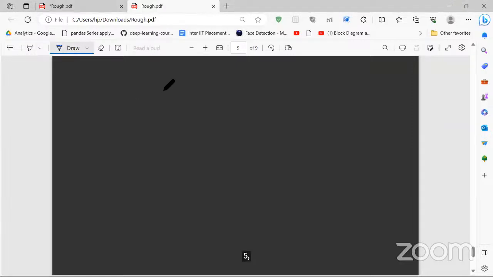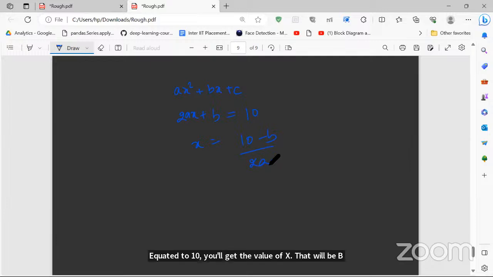How do you calculate it if you have ax square plus bx plus c? So your slope is what? 2ax plus b, right? Equate it to 10 now. You will get the value of x, so that will be 10 minus b upon 2a. Put the value of b and a here. Is it clear? Yes, sir. And sir, for the y coordinate? Just put the value of x in the equation. Okay, got it.